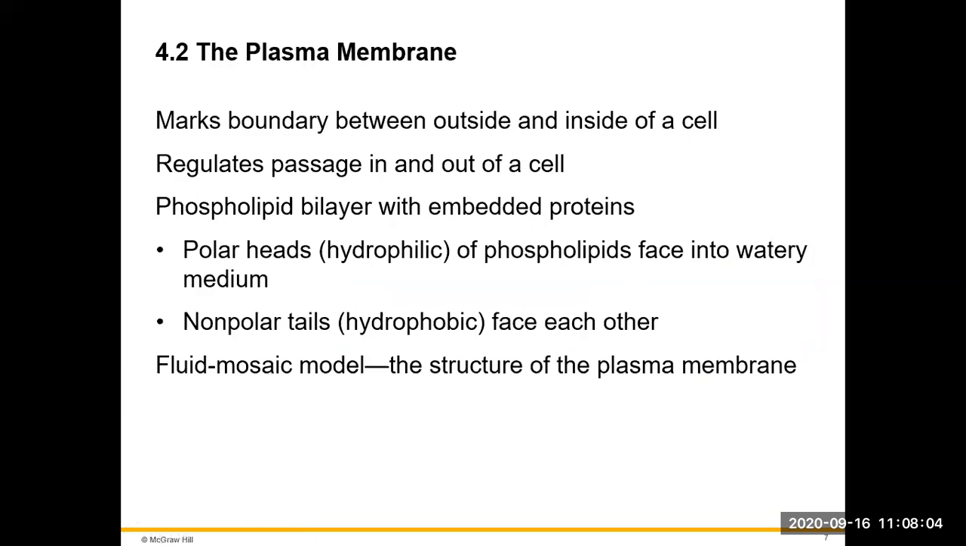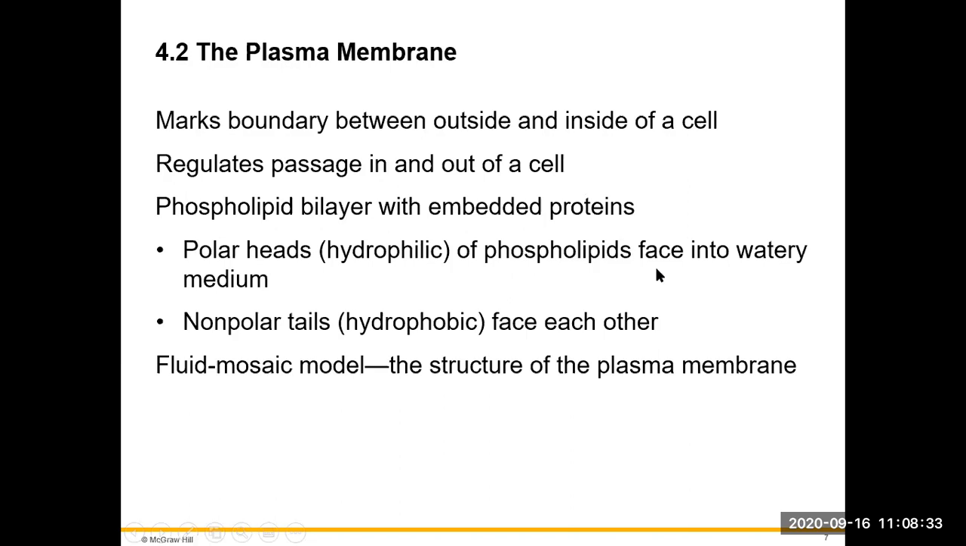When you think of cell structure, the first part that appears is the plasma membrane, which marks the boundary between the outside and the inside of a cell. This is like any regular boundary for any nation, and there's a regulation as to what can get in and what can get out. This layer is made of phospholipids, and it's called the phospholipid bilayer, and it has a lot of proteins embedded in it.